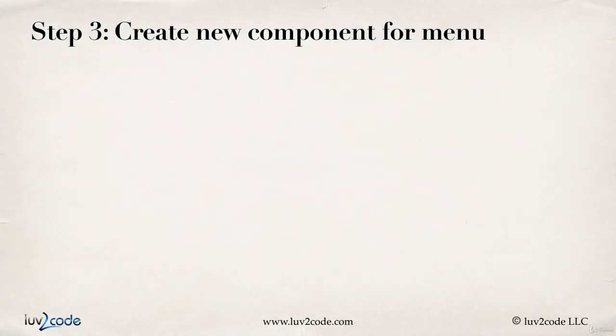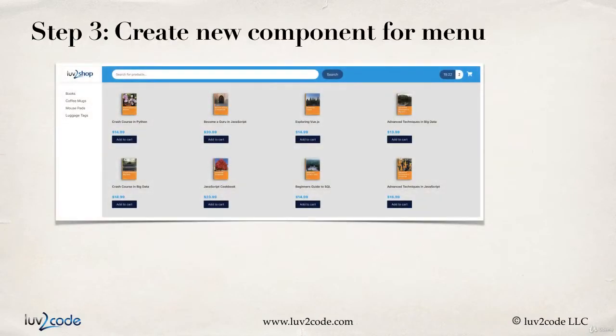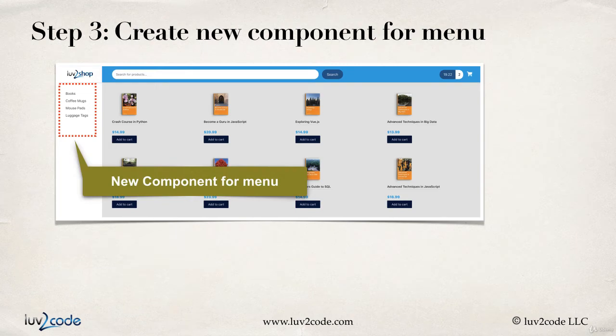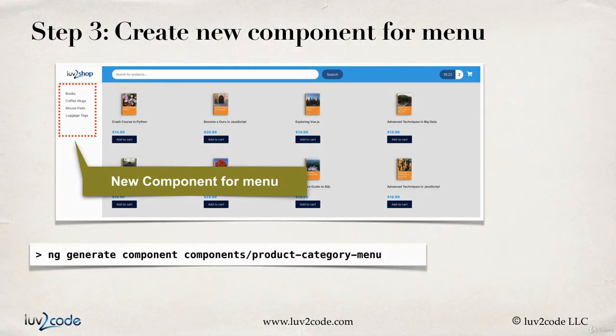And then in step 3, we need to create this new component for the menu. So basically, the categories we have over on the left-hand side, we're going to encapsulate that as a menu component. And so we can generate this component by using ng generate component, components/product category menu.